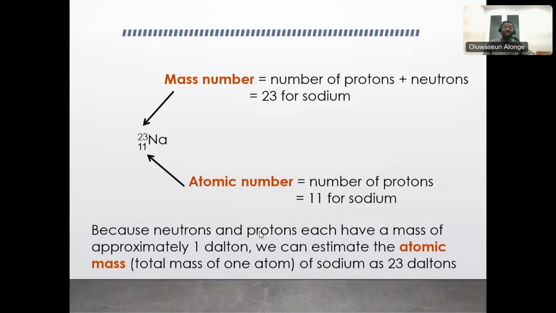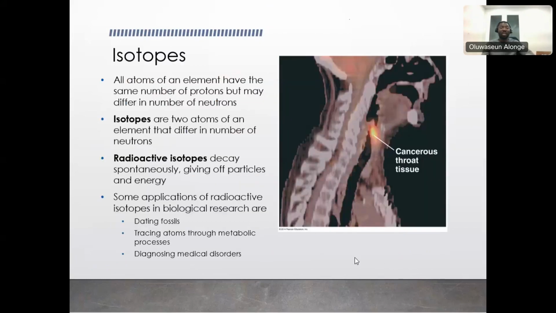Now, you see, because neutrons and protons have a mass of approximately 1 Dalton, we can estimate the atomic mass of sodium as 23 Dalton. Now, what do we call isotopes? I told you that what makes up the mass of an atom is the neutron plus proton. Now, there are times, even though the proton number of an element is constant, that the neutron number can vary.